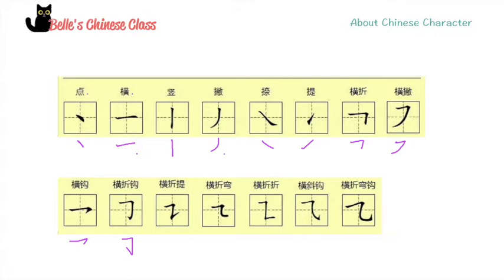Let's look at the next group. This one is combined with the horizontal line, the vertical line, and the lift. We have 横折提, and the variation of it is 横折弯. Another variation is 横折折. Make the lines into curves. We have 横折钩, and we transform it a little bit. We have 横折弯钩.